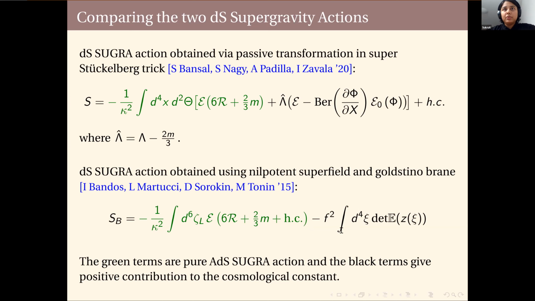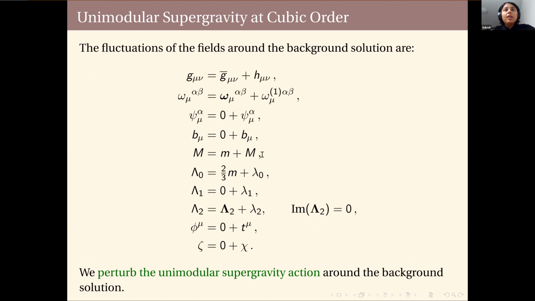So we start fluctuating the fields. These are the fields in our system. There's a graviton, which has this background value, and this is the first order fluctuation, h mu nu. Then this is the spin connection. Then there are a couple of fields which vanish in the background, like the gravitino, the vector field, which is an auxiliary field, b mu, the spinor component of the Lagrange multiplier, and the Stückelberg fields. They both vanish in the background. They all have first order fluctuations though.